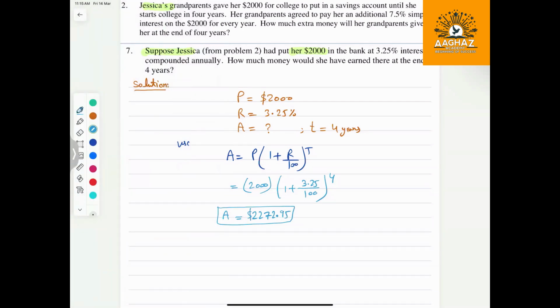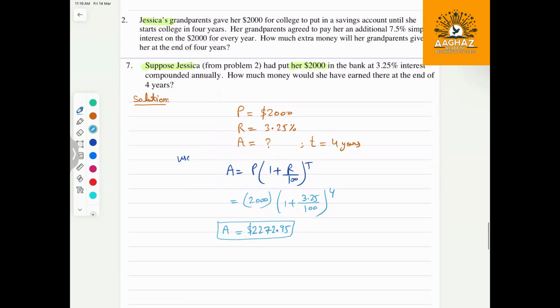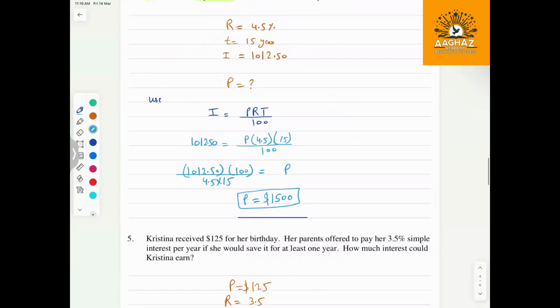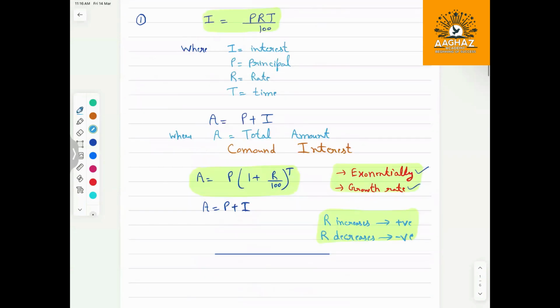So this is the amount after 4 years. If you convert this answer into only points without decimal places, you can write it. That's also accurate. Okay, that is $2273. So it's the answer for this case, and the answer for question number two.